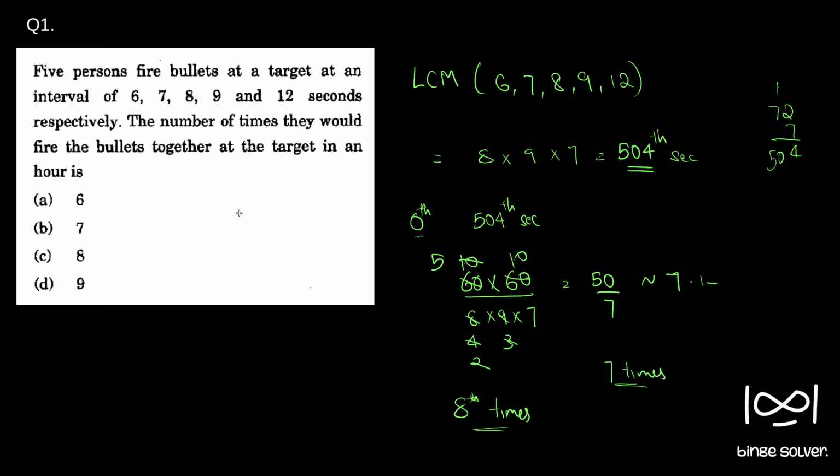In cases like this, it is safe to assume they fire their bullets together at the 0th second, since it is given at an interval of 6 seconds, 7 seconds. So first they fire a bullet, then they fire the second bullet after 6 seconds. For the second person, it is 7 seconds, like that. So it is better to assume that they fire their bullet at the 0th second. In that case, the answer is 8 times. Otherwise, it is 7 times.